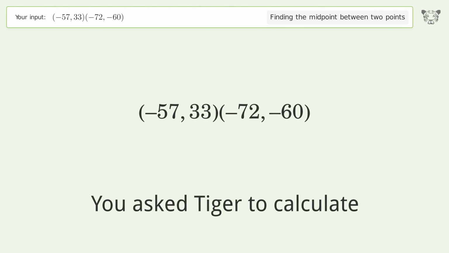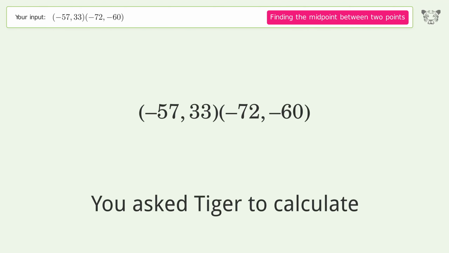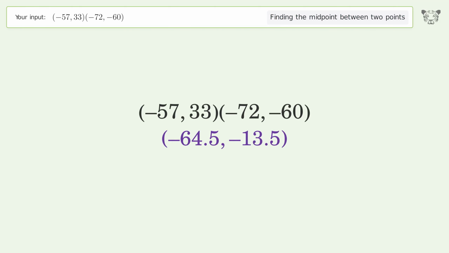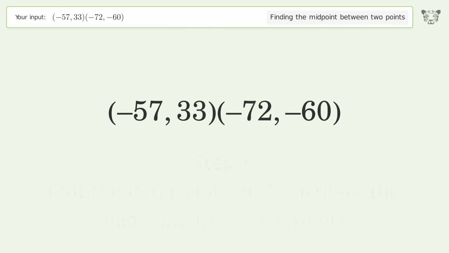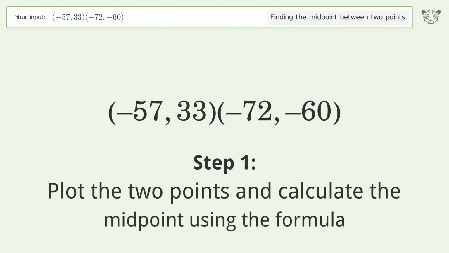You ask Tiger to calculate. This deals with finding the midpoint between 2 points. The midpoint between the 2 points is -64.5, -13.5. Let's solve it step by step. Plot the 2 points and calculate the midpoint using the formula.